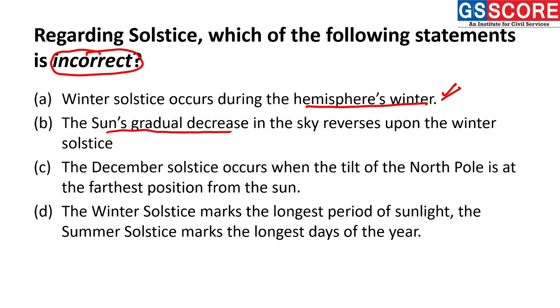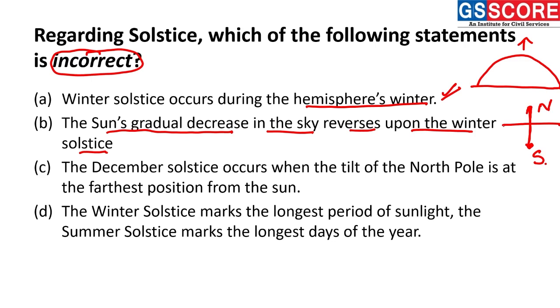Statement 2, the sun's gradual decrease in the sky reverses upon the winter solstice. This is also a correct statement, because if we see the position of the sun, it is moving towards the northern region. The position of the sun is apparent from north to south. It moves between the summer solstice, winter solstice and equinox. So this movement of the sun is apparent, moving to and fro between the northern and southern points, making this statement a correct statement.